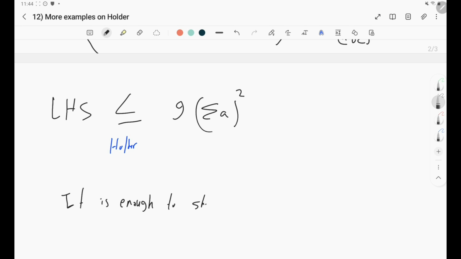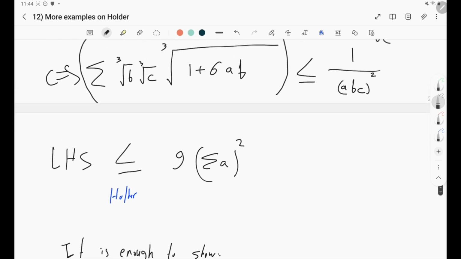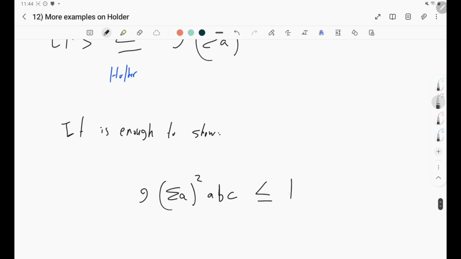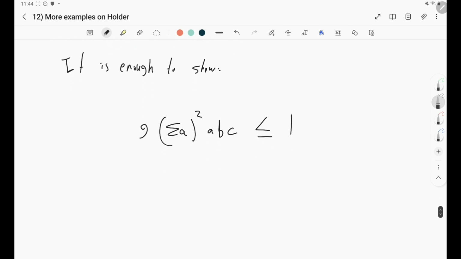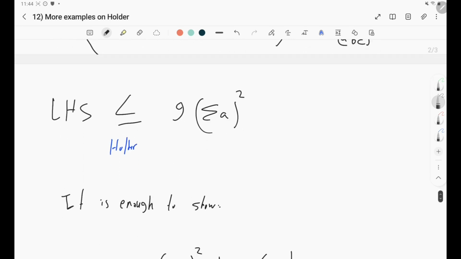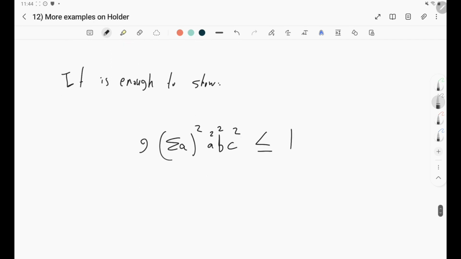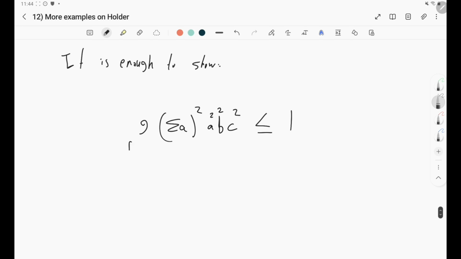To show 9 sigma A all squared times A squared B squared C squared is less than 1. Sorry, A squared, B squared, C squared. Yeah, this is what we need to show. But guess what? Everything is squared, so this is equivalent to showing 3 sigma A times ABC is less than 1.